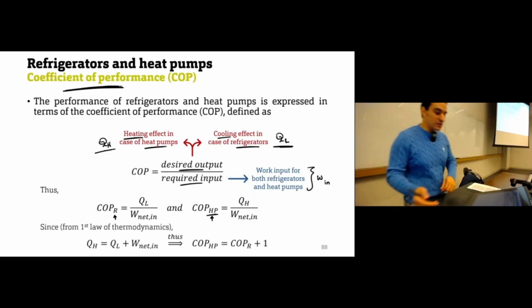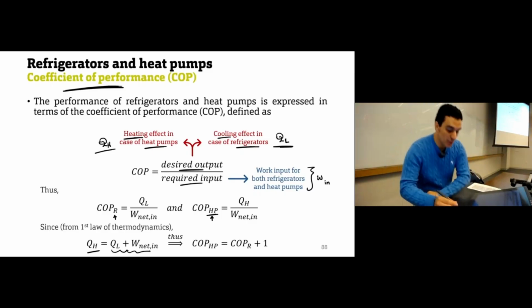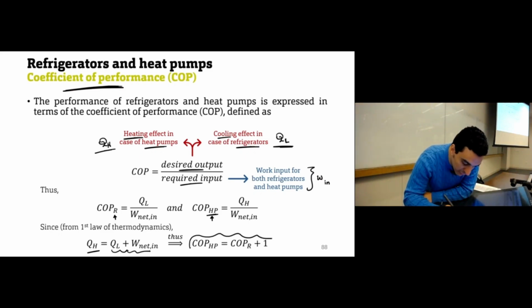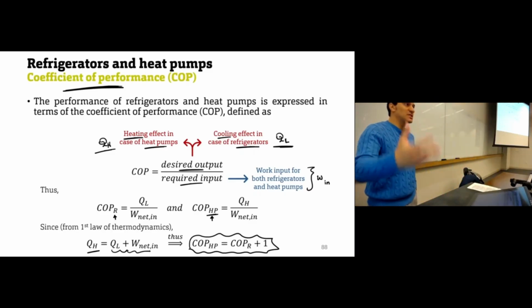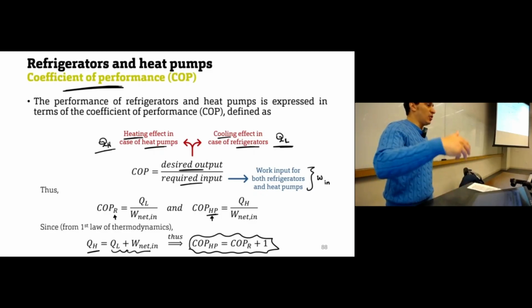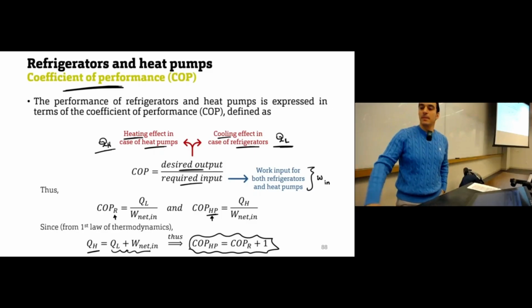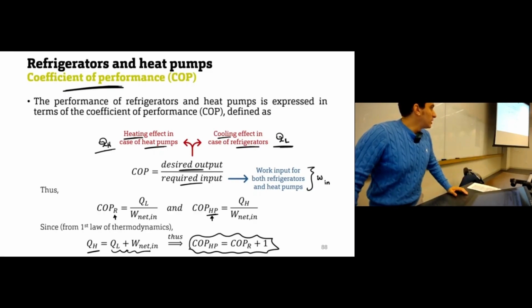Okay, and if you remember from the first law of thermodynamics, we have QH is QL plus net work. So if you substitute this equation and compare the coefficient of performance of both of them, you will always find that the coefficient of performance of a heat pump is more than that of a refrigerator. So if you have a system and you need to keep it warm, this will consume less energy, or the cycle will be more efficient, than if you have a low temperature system or a space and you need to keep it cooled. Okay, clear? Any questions? Okay, so this is the whole idea.